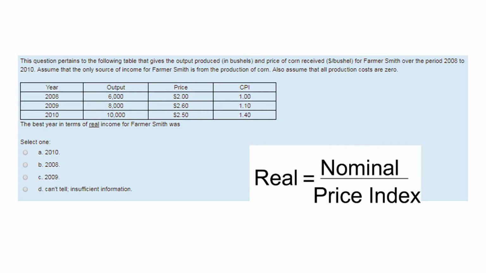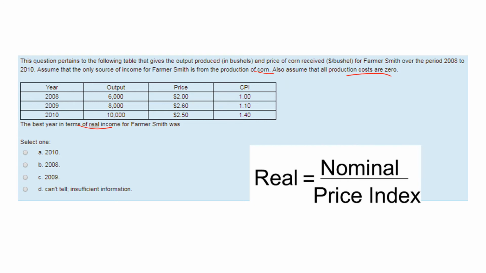Okay, so this comes up in a quiz question as well. So looking at this table, we see that Farmer Smith over a period from 2008 to 2010 assumed the only source of income is from the production of corn. Also assume that production costs are 0. So the best year in terms of real income for Farmer Smith was, okay, so we need to calculate the real income. Well, we need to calculate actually the real and the nominal income.